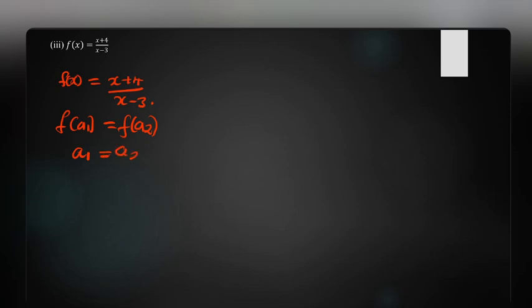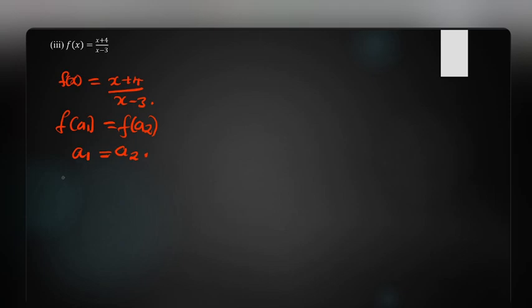Then our last part, we have our function f of x, which is equal to x plus 4 over x minus 3. That's what we have here. So remember, if f of a1 equals f of a2, the result should be that a1 is equal to a2. That's the result that we should get.